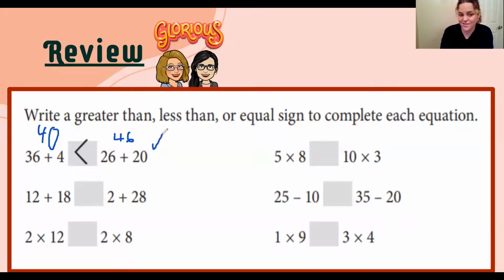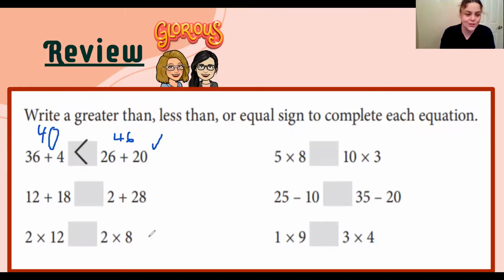So now you're going to do the rest. 12 plus 18, 2 plus 28, 2 times 12. Leave that blank symbol so that you can figure out what it is. 2 times 8, 5 times 8, 10 times 3. Figure out the symbol. 25 minus 10 on this side, 35 minus 20 on this side, and then 1 times 9 on this side, and 3 times 4 on this side. So pause the video right now so that you can do these in your notebook or on a piece of paper. And if you're unpausing, that means you've done it. You've tried doing the work.